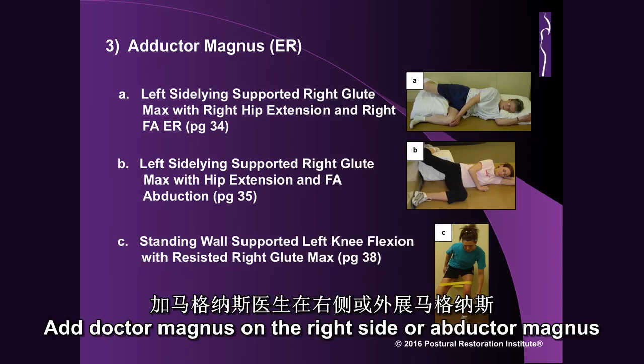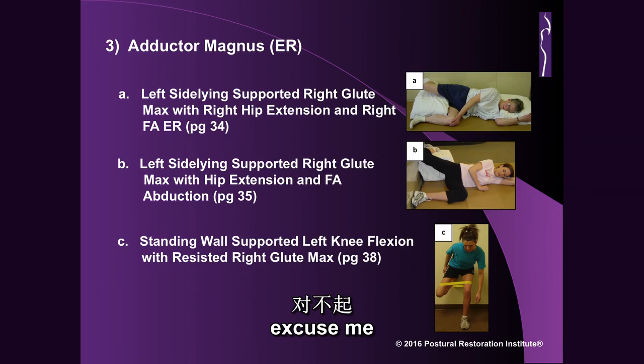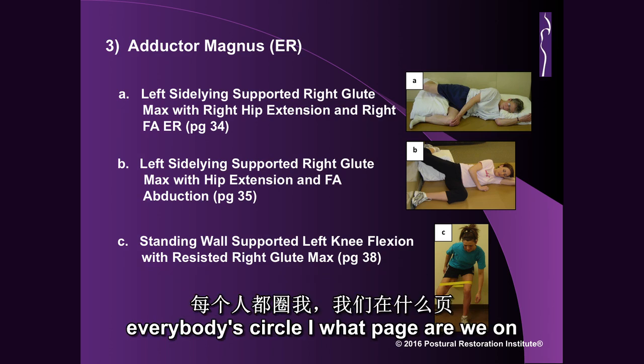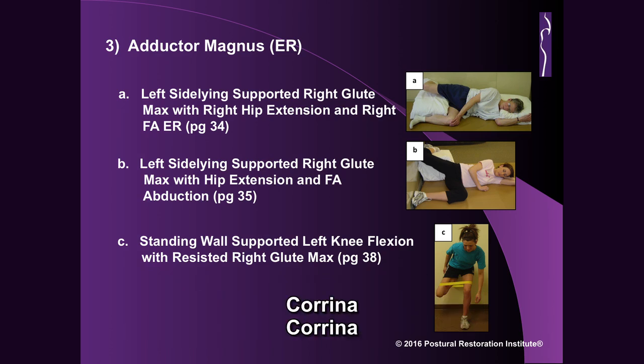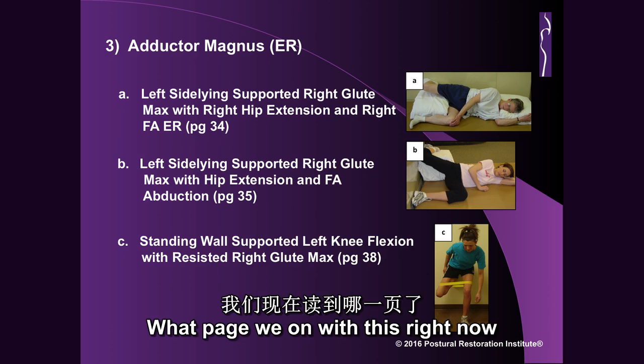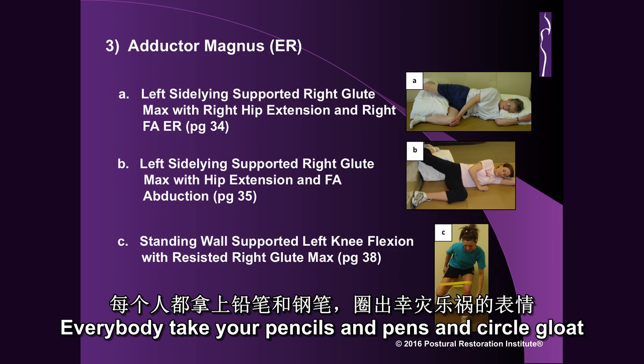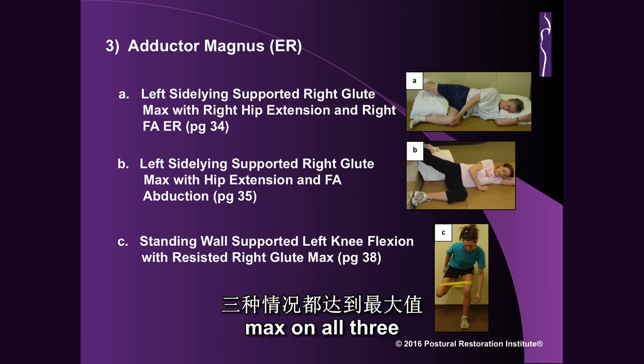Adductor magnus on the right side. Left side lying supported right glute max. Left side supporting right glute max. Standing wall supported left knee flexion with resisted right glute max. Everybody circle on what page are we on? Karina? What page are we on with this right now? 50. We're on page 50. Everybody take your pencils and pens and circle glute max on all 3.